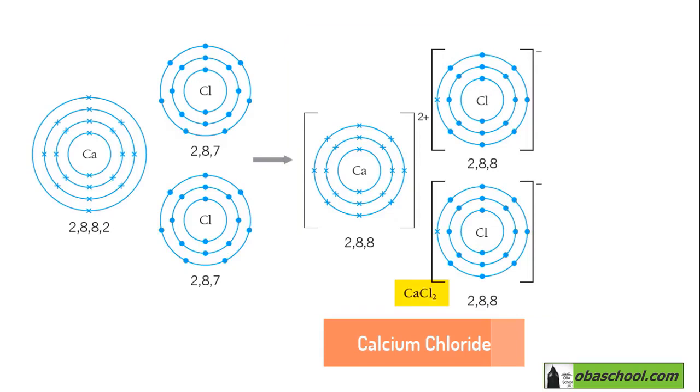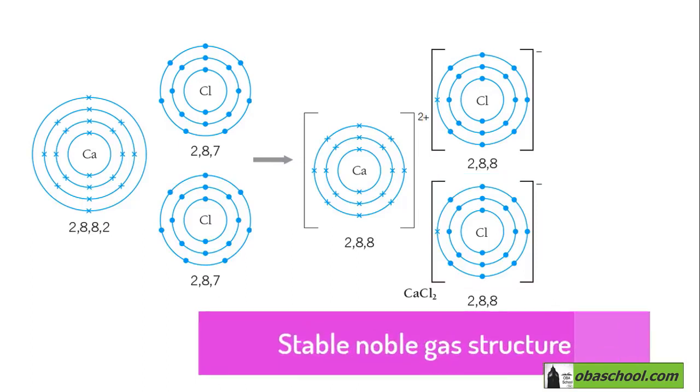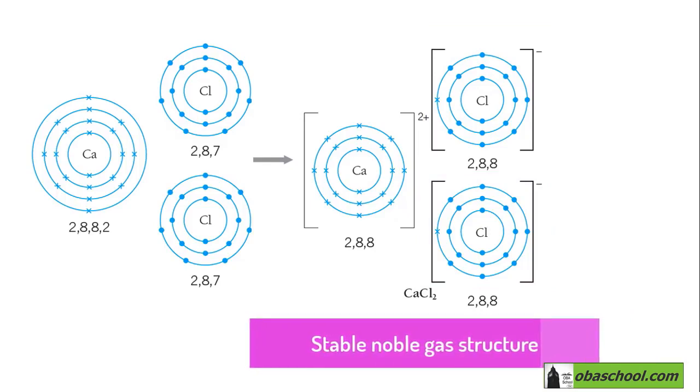So each chloride will gain 1 of the electrons lost by the calcium. That's why we need 2 of them to hold the electrons lost from calcium. And by that, they achieve the stable noble gas structure.